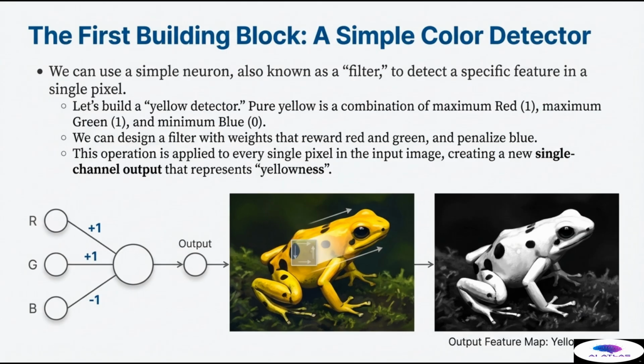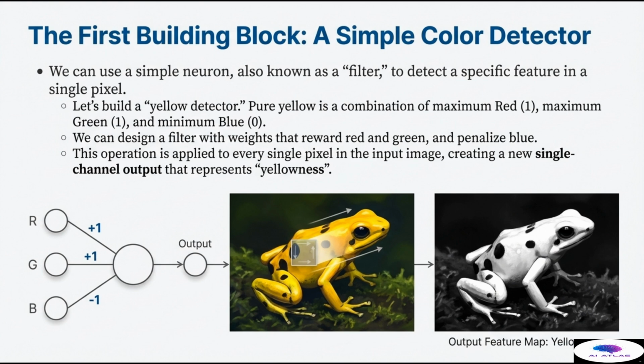As we know from color theory, pure yellow is a combination of maximum red and maximum green, but minimum blue. We can translate this relationship into a mathematical filter by assigning weights to the input channels. We give a positive weight, +1, to the red input and +1 to the green input, effectively rewarding their presence. Crucially, we assign a negative weight, -1, to the blue input, penalizing its presence.